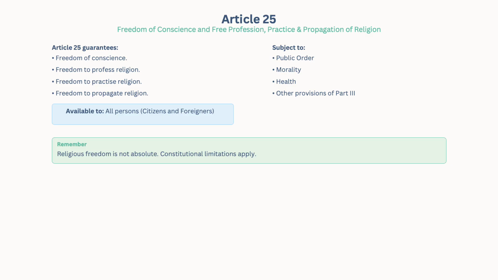Article 25, you have the freedom of conscience to choose a religion. And you have the freedom to profess your religion, practice and propagate your religion. That's it, very simple, Article 25. Article 26.